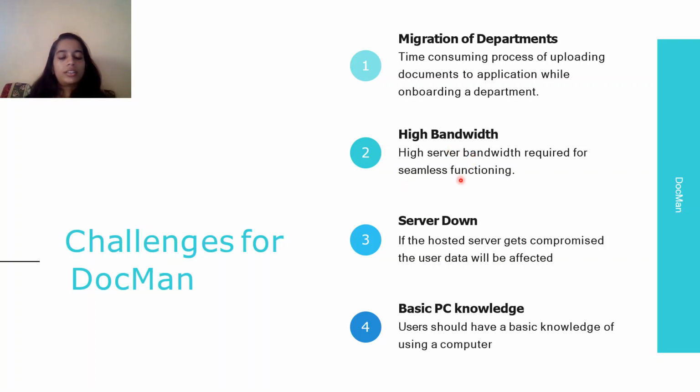Next is high bandwidth. The server we are using needs to be scalable, it needs to have high bandwidth, and the highest capacity to handle the requests. That server, like the third party hosting we are using right now, needs to sustain that scalability level to accept all the requests coming to the server.